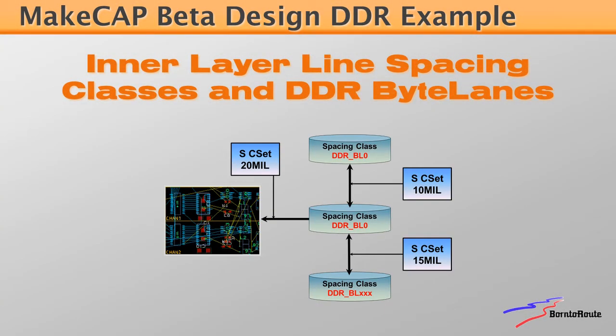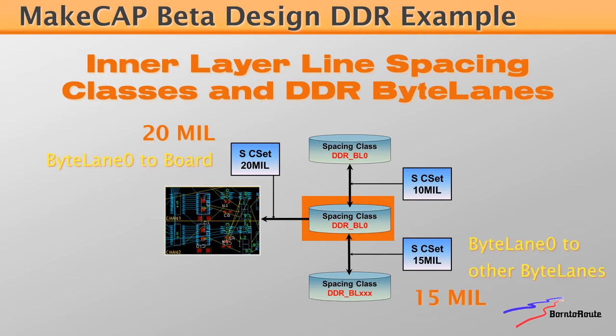Here's what we're going to do in this movie. We're going to set up interlayer line spacing between DDR byte lanes using classes and CSets. There's three different relationships we need to describe. One is between a DDR byte lane, B0 in this example, and all other nets on the board, a 20 mil wire to wire. The second one is between this byte lane and other byte lanes, a 15 mil interlayer clearance line to line. And within the nets in byte lane 0, we want to allow a 10 mil byte lane 0 to itself.